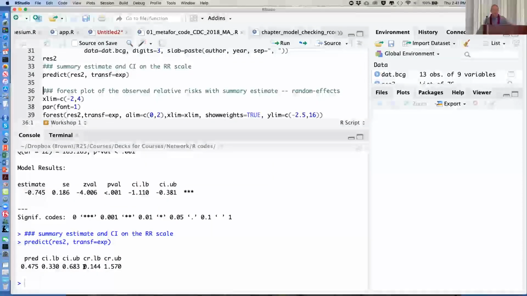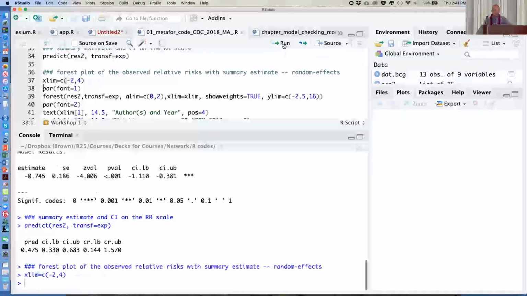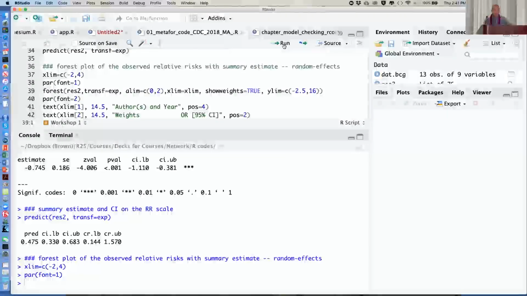And if we wanted to predict a new study, our confidence limits would be 0.1 to 1.6, a little wider because it's for a single study. We can then make a forest plot. So these are using some R commands to generate the plot. And I'll just run the forest command.